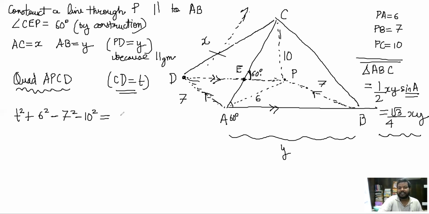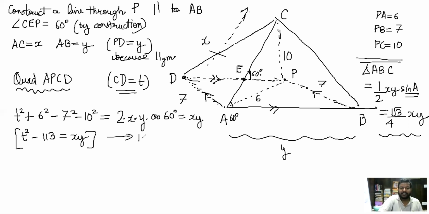Now, what is the product of the diagonals? 2 times AC. AC length is X, and PD is equal to AB, which is Y. And what is cos 60? This is cos 60, which is half. So this becomes XY. So I have T square plus 36 minus 49 minus 100, so T square minus 113 is equal to XY. This is what I get from the lemma that I have used earlier. Great. XY is equal to T square minus 113, correct.